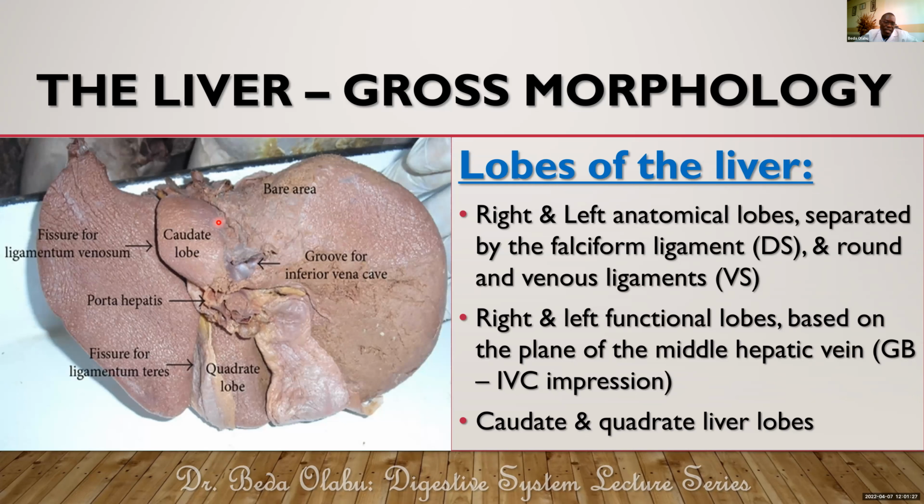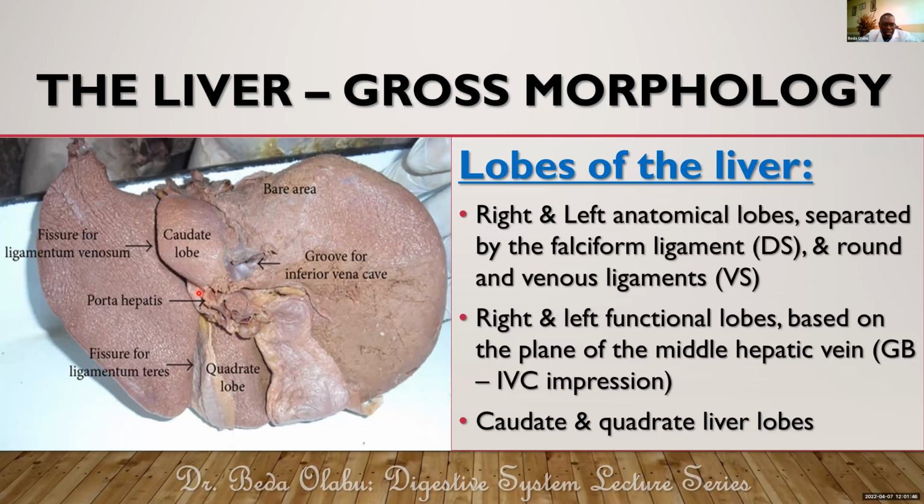And that you also see here. The plane of the anatomical separation is there. Caudate and quadrate will be on the right. The plane of physiological separation is here. Caudate and quadrate will be on the left.